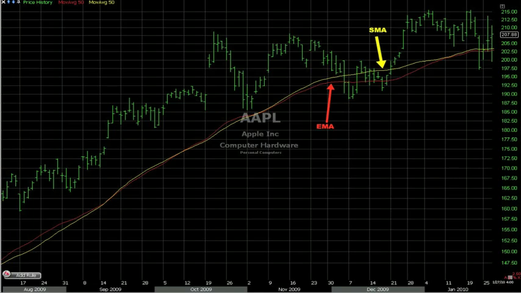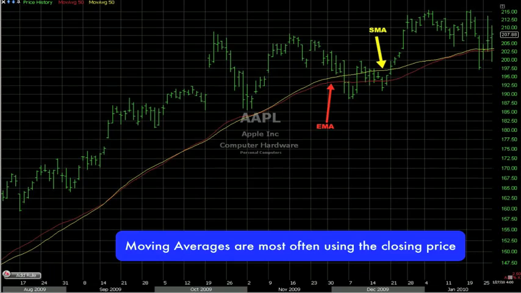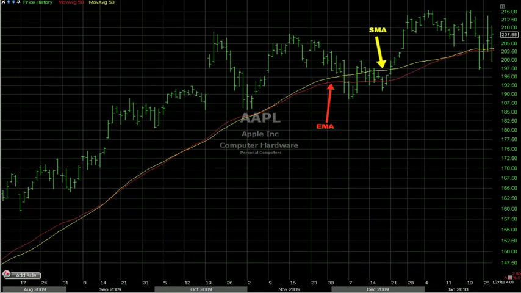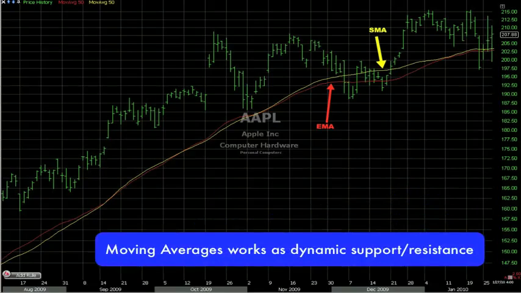MAs are mostly calculated by using the closing price of the bar, but it's also possible to calculate by using opening price or high-low price. This bar could be a tick bar, minute bar, daily bar, and so forth. In the early days, people only used daily charts. Therefore, many people refer to MA as daily MAs. But since the introduction of intraday trading, people are now referring to MAs as a period value MA, like 20 period MA. MA works as dynamic support resistance.